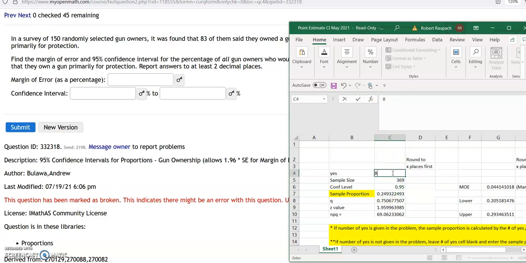I'll put this back in here, 83 divided by 150. Okay, that's what it does. If you manually put in a number over that, you've destroyed it. So you need to either go back and put in equals C4 over C5, or you need to just go back in and grab a fresh spreadsheet, okay?